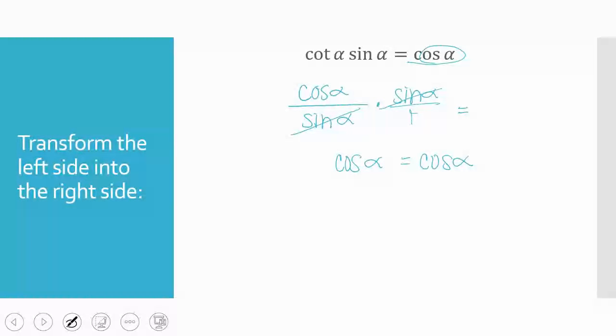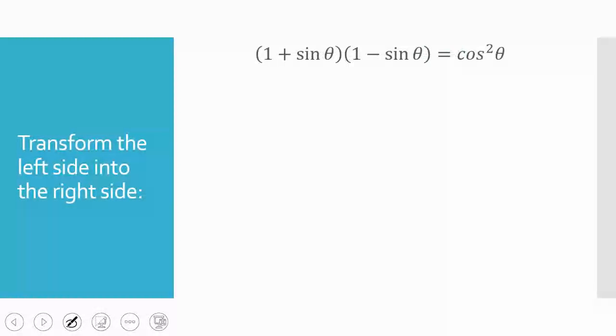Okay, let's try another one. It's going to get a little harder from here. So I'm looking at 1 plus sine of theta times 1 minus sine of theta equals cosine squared of theta.